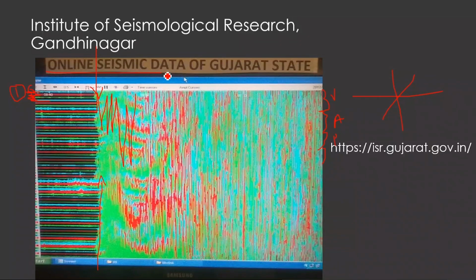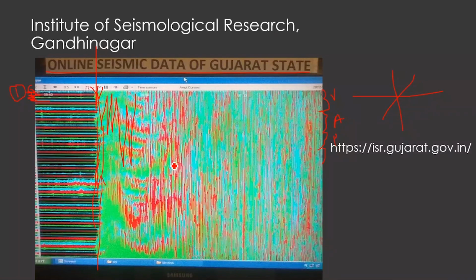So this is online seismic data of Gujarat. These seismic stations are placed at locations across Gujarat, and all of them are connected via internet. At one location in Gandhinagar, we are able to see all the vibrations happening at these points on a single screen. On this one single screen, we are seeing right now at least 30-40 locations in Gujarat.